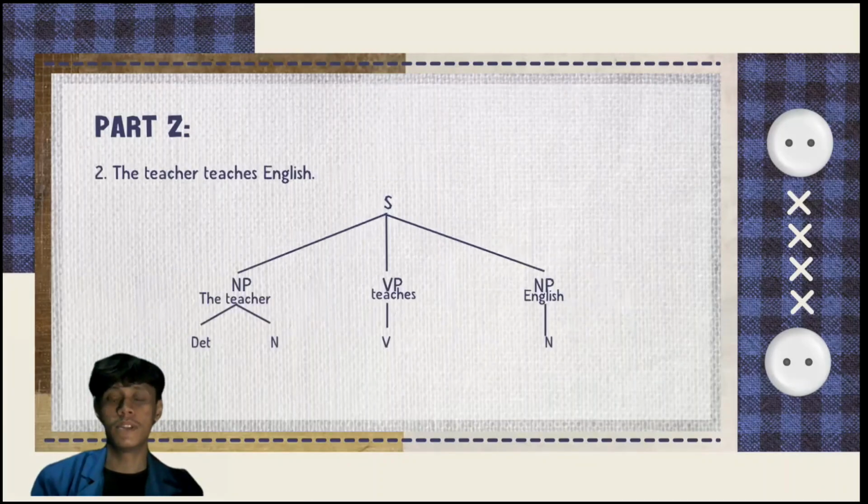Number 2: the teacher teaches English. The teacher is determiner and noun, a noun phrase. Teaches is a verb, verb phrase. English is a noun, noun phrase.